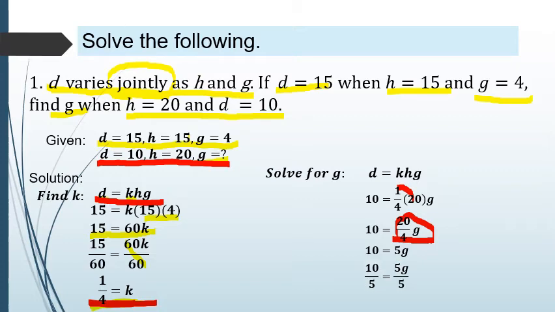So, 10 over 5 equals 5G over 5. So, ito, magiging G. 10 divided by 5 equals 2. 5G divided by 5 equals G. Ang value ng G ay 2, when H is equal to 20 and D is equal to 10.